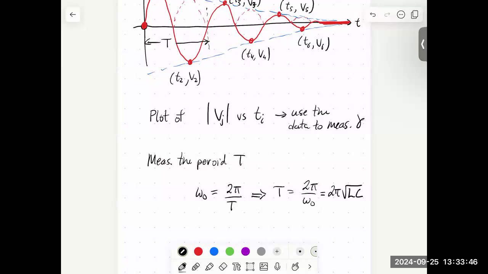So gamma is R over L. And so you're going to measure its value and then compare it to what you expect. T is determined by the inductance and capacitance. So you'll calculate an expected value and then compare that to your measurement.